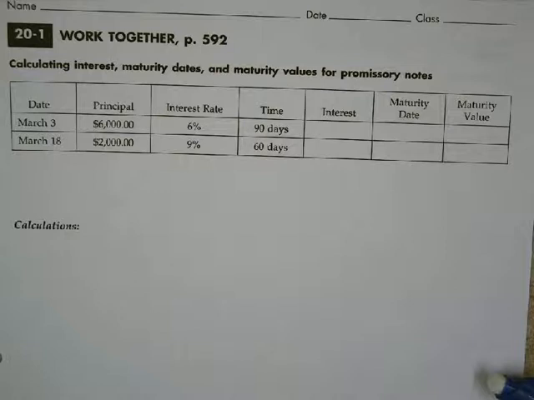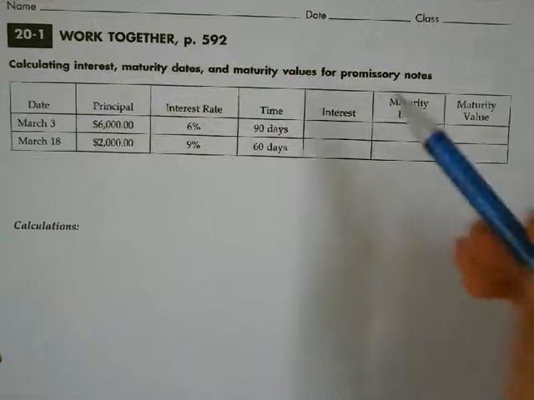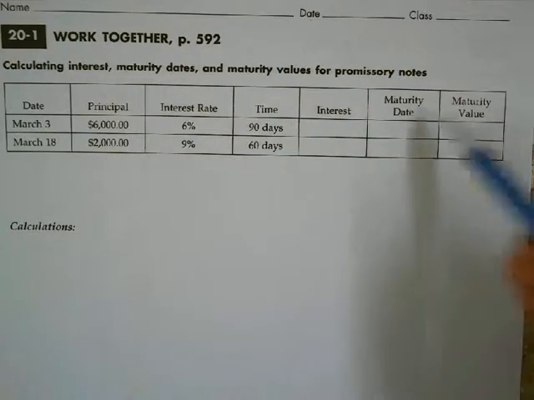And so we have 2 different promissory notes there. March 3rd is our first one. We have a principal of $6,000. Our interest rate is 6%, and our time is 90 days. So we need to figure out our interest, our maturity date, and our maturity value. So here they give us some room to calculate. So let's go ahead and calculate our interest first. How are we going to do that?